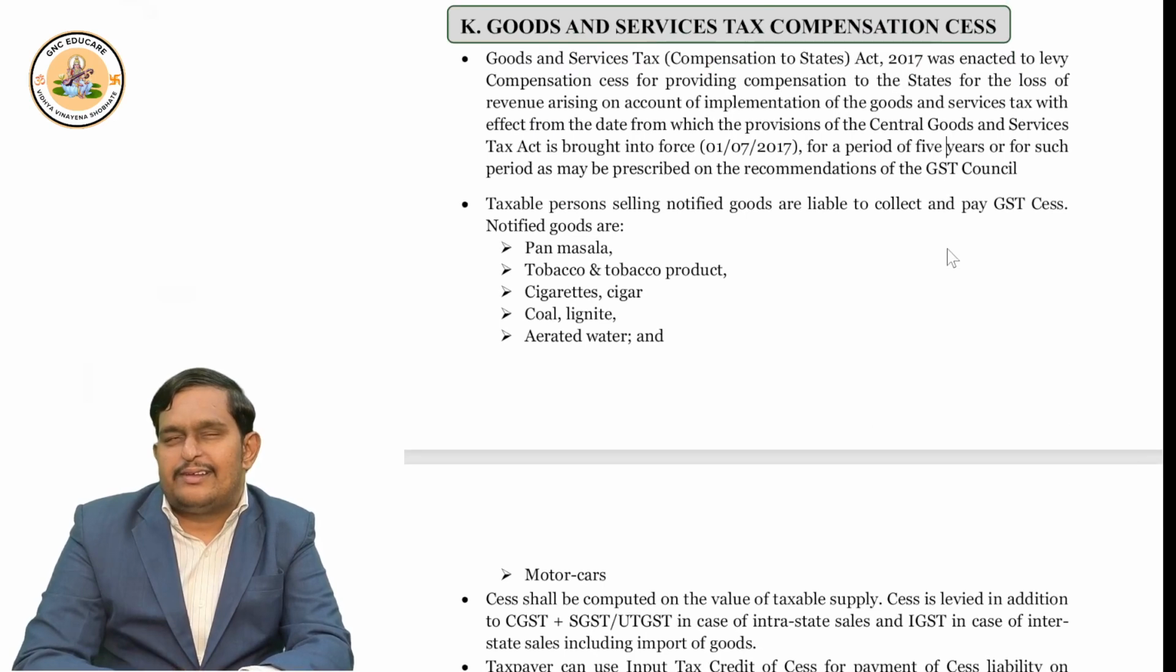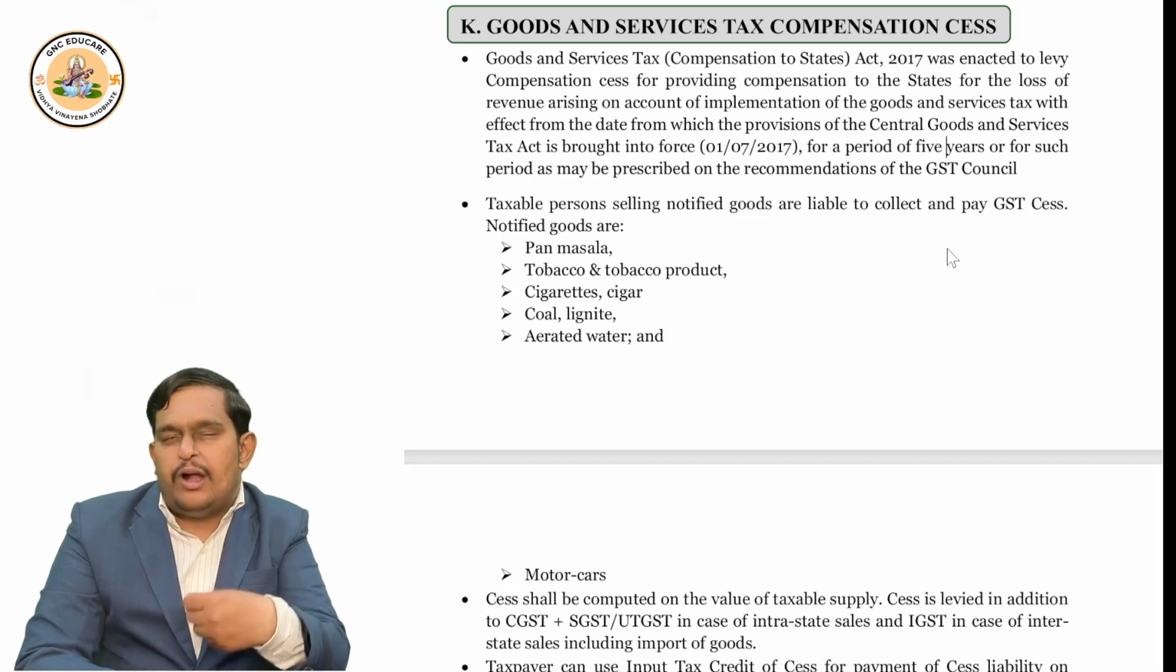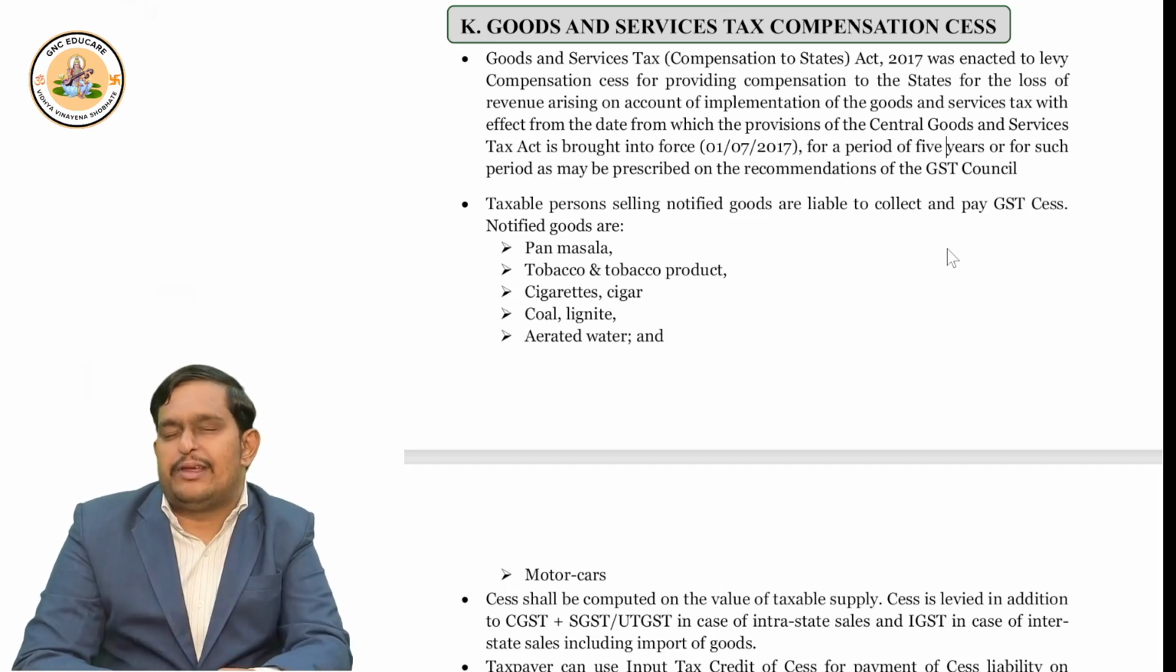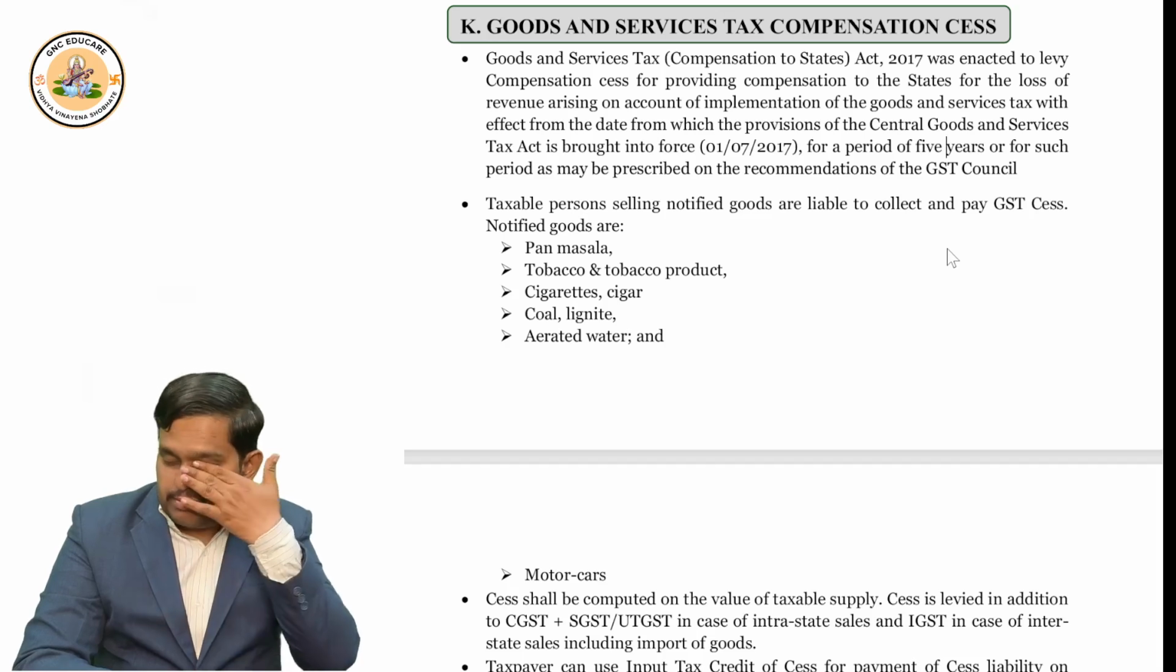So that means CGST, SGST, IGST are not applicable, only this compensation cess? The answer is no. All that GST will apply. Beyond that, GST is applicable, and GST compensation cess is also applicable. Clear to all of you? Yes.